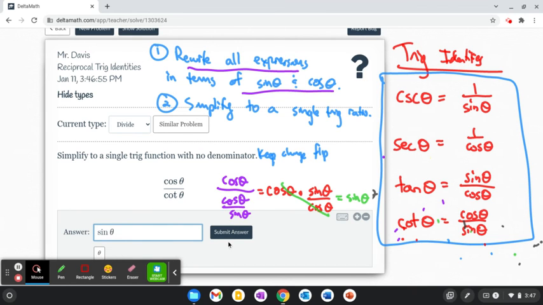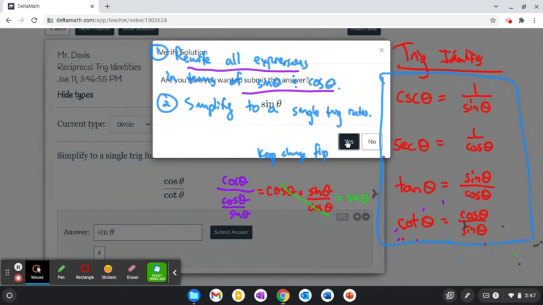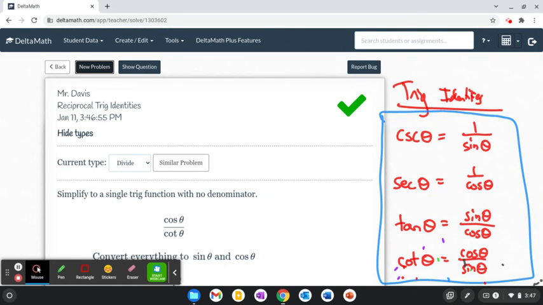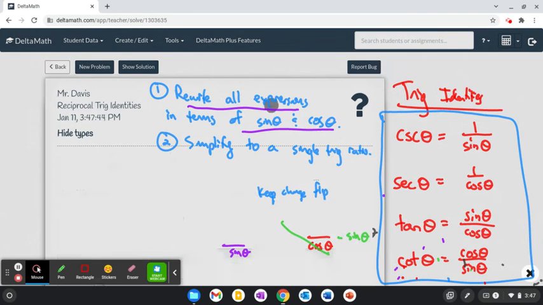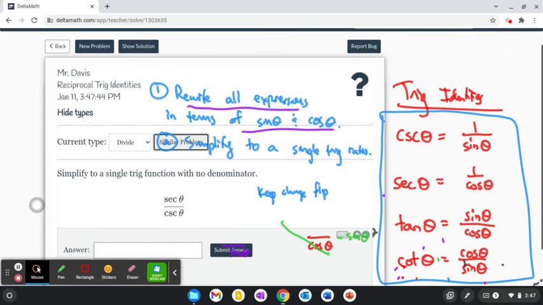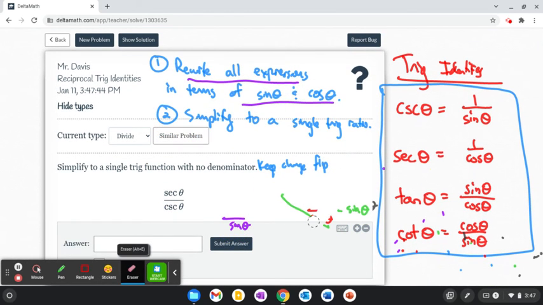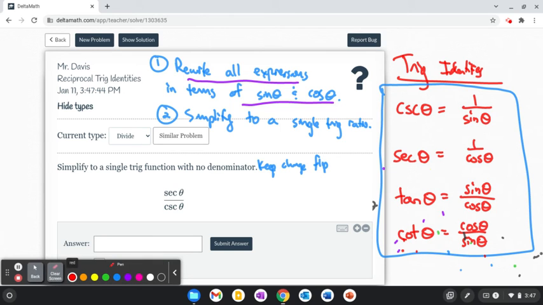Generally the same strategy plays out. Let's see if we can get one maybe just a little bit harder here. This is a little bit different. Let's try this one. A secant and a cosecant. So we're going to replace both with sines or cosines. Secant is equivalent to 1 over cosine. So we're going to have 1 over cosine theta on top. On the bottom, cosecant is equivalent to 1 over sine, so 1 over sine theta.